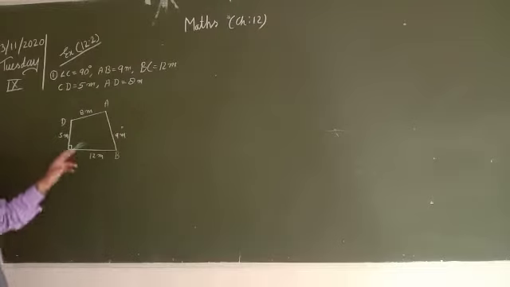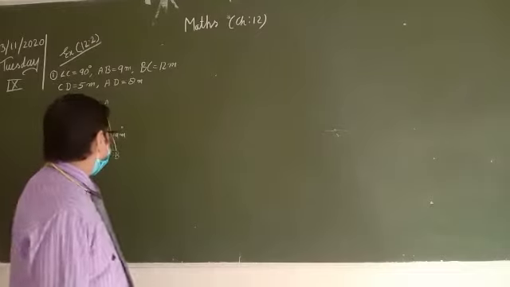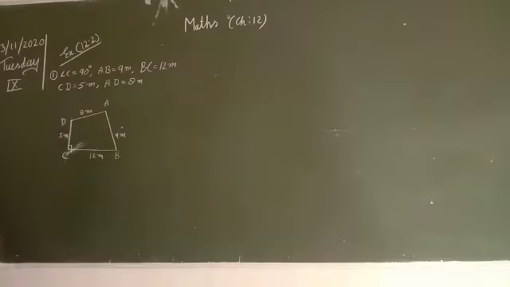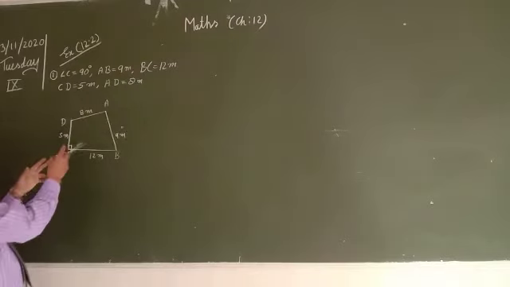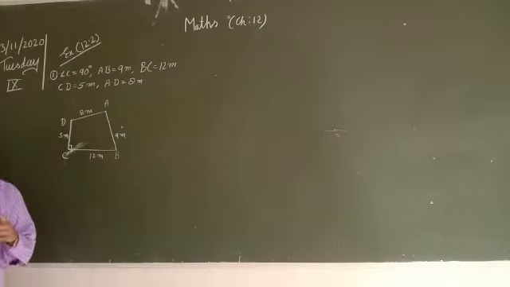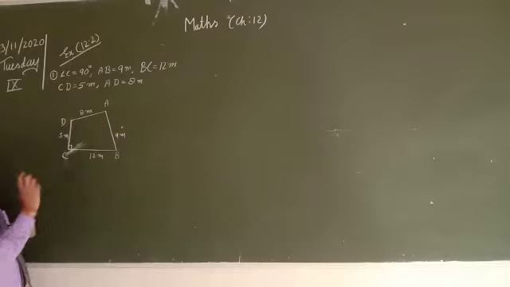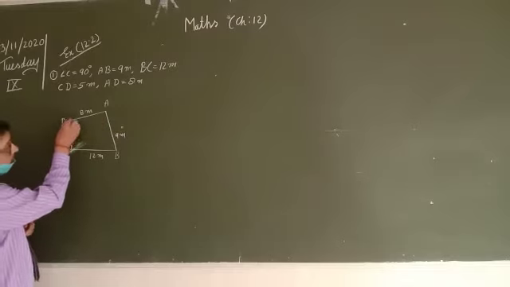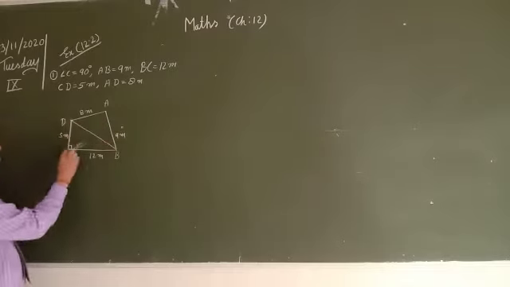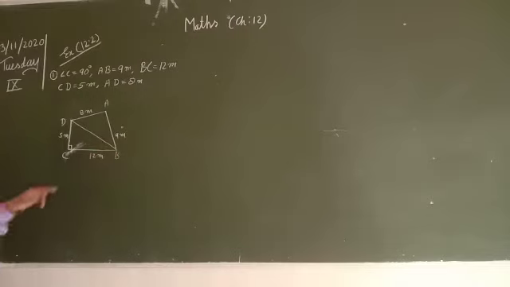Now this is our figure, and we want to find the area of ABCD. If you are using Heron's formula, then Heron's formula is related to a triangle, so you can draw a diagonal and make a triangle. First of all, which diagonal will you draw? If you join C and A, you will not get any result. If you join D and B, then BCD becomes a right angle triangle, and you can use the Pythagoras theorem and get the hypotenuse. Okay?